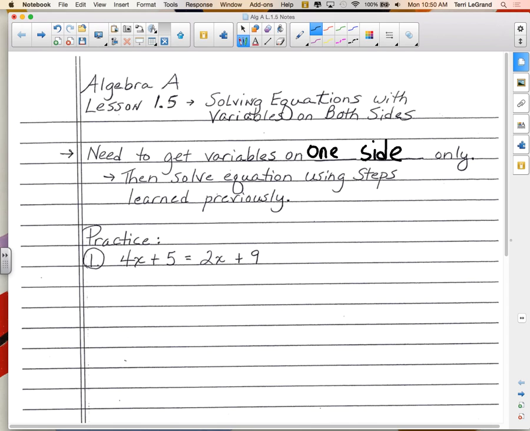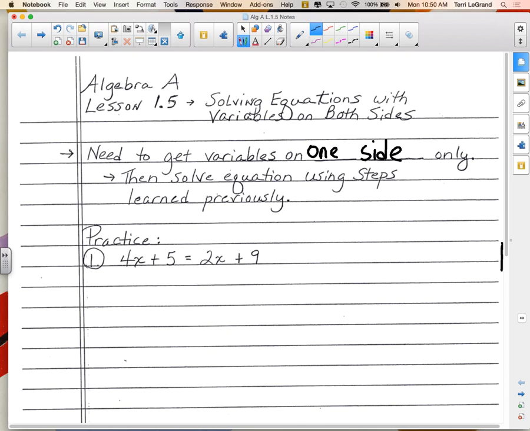So hear me on this. If there are variable terms on both sides, take care of those variable terms first. Okay? Take care of that first. Do not worry about the constants. Take care of the variable terms first, and then it'll be hopefully a little bit easier to follow the previous steps that we were doing before.